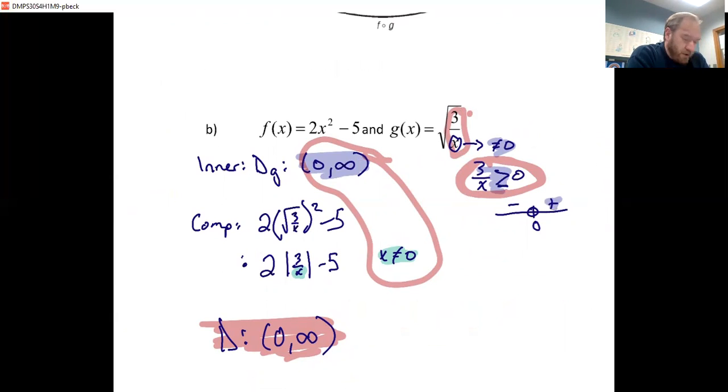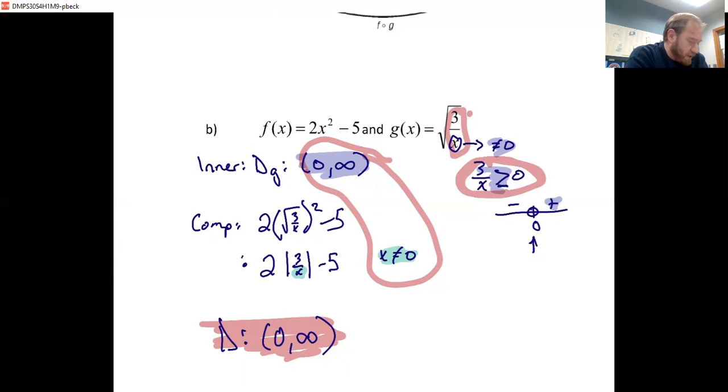If you remember with rational inequalities, what we did was we took a look at where we have zeros or undefineds. In this problem, I only have one undefined value. And then you test all the regions to determine what the signs are in those regions. And so the domain of the inner function is just the positive numbers.